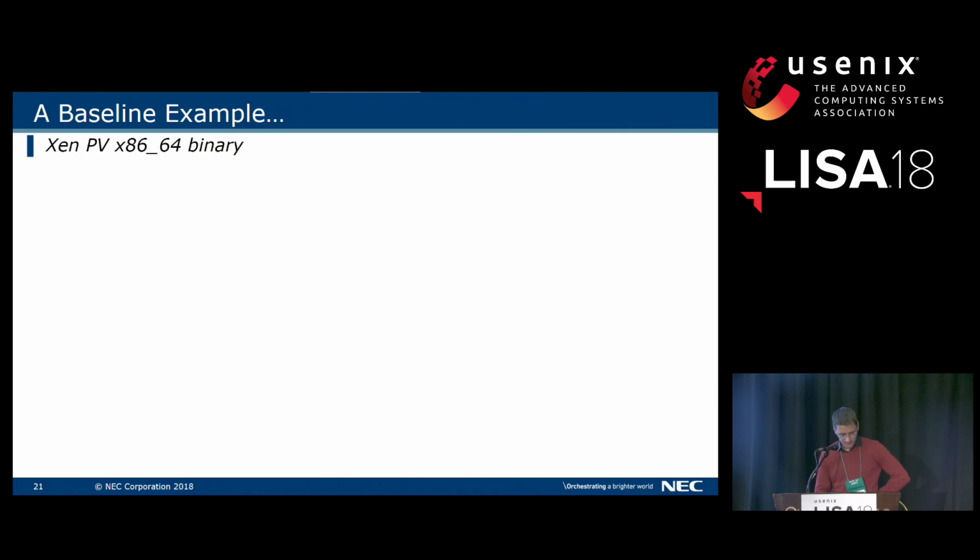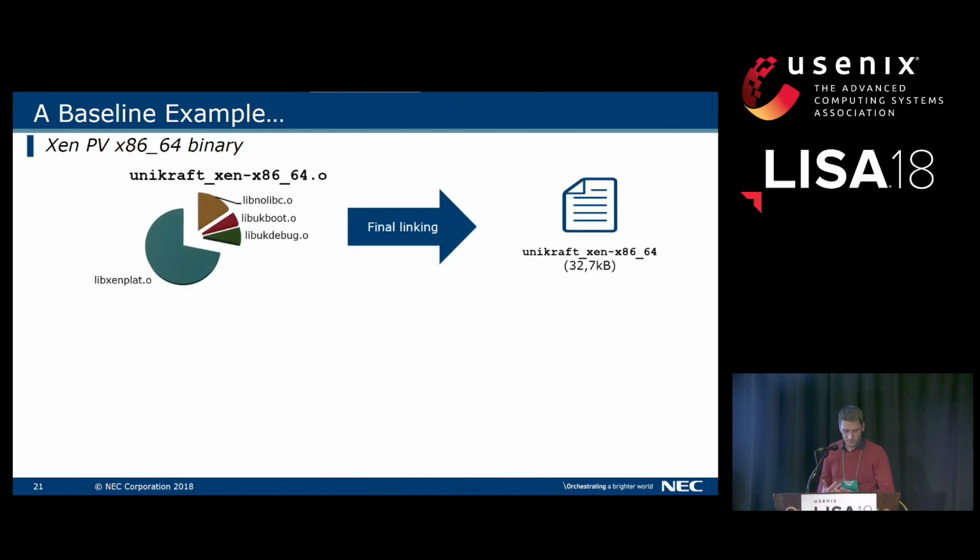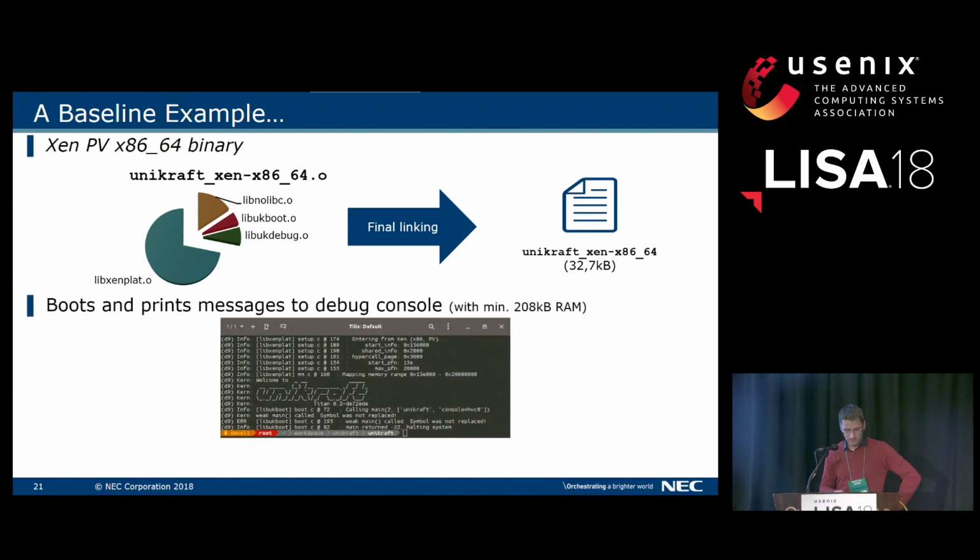To give you some numbers: when we build a Xen unikernel, in this example one that just boots, says here I am, and then shuts down, that image is 32.7 kilobytes in size. To create that unikernel, we had to modify the toolstack a bit, so that we can assign 208 kilobytes of RAM, which was the lowest minimum to bring that VM up.